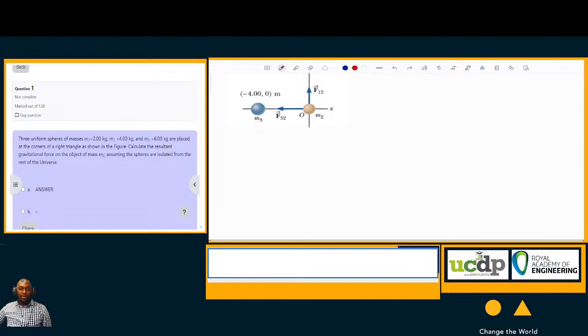We're going to be looking at questions mostly on fluid mechanics and a few questions on wave motion.